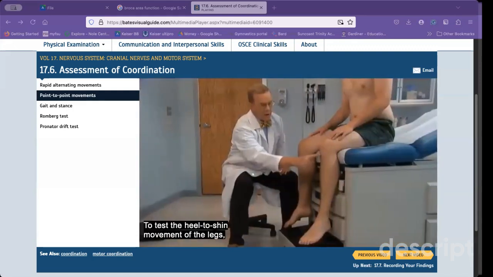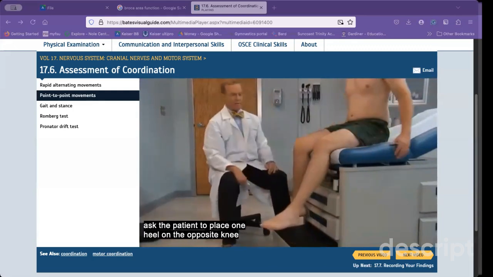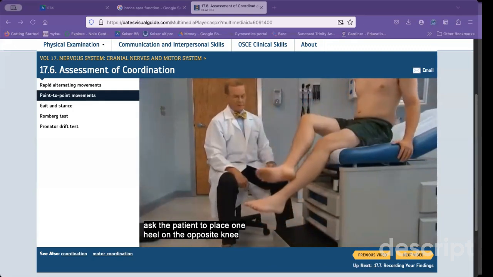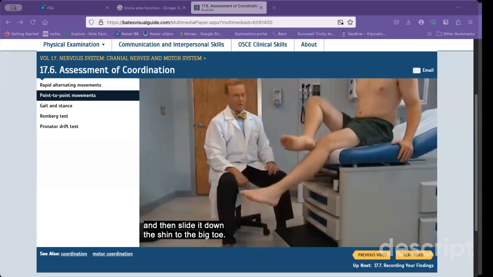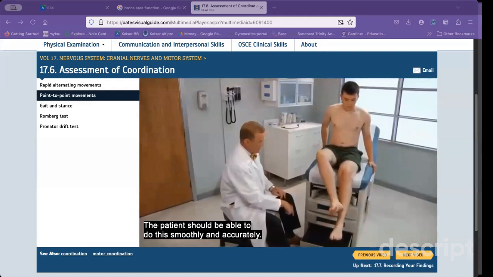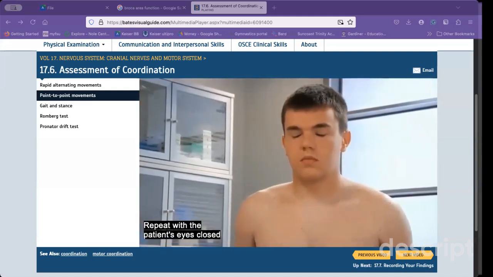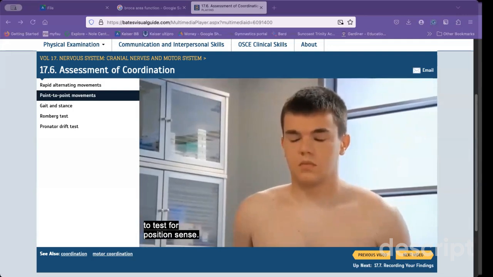To test the heel-to-shin movement of the legs, ask the patient to place one heel on the opposite knee and then slide it down the shin to the big toe. The patient should be able to do this smoothly and accurately. Repeat with the patient's eyes closed to test for position sense.